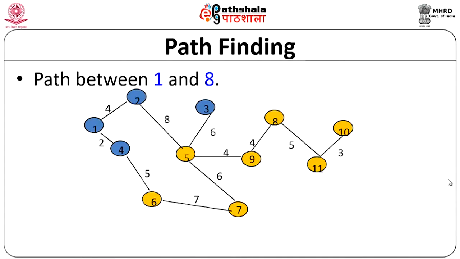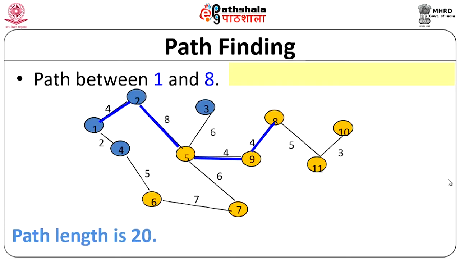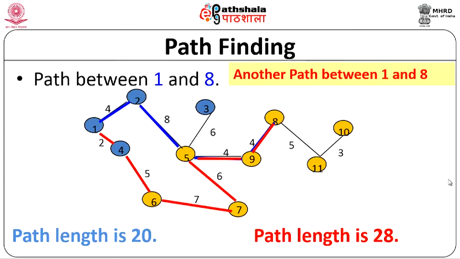Now, we are asked to find the path between 1 and 8, let us assume. Then this is a path between 1 and 8 and the length of the path is 20. Now, suppose this is not the only path between 1 and 8. You can have another path also. That path is 1 to 4, 4 to 6, 6 to 7, 7 to 5, 5 to 9 and 9 to 8. So, the path length is 28. Here we have two paths.